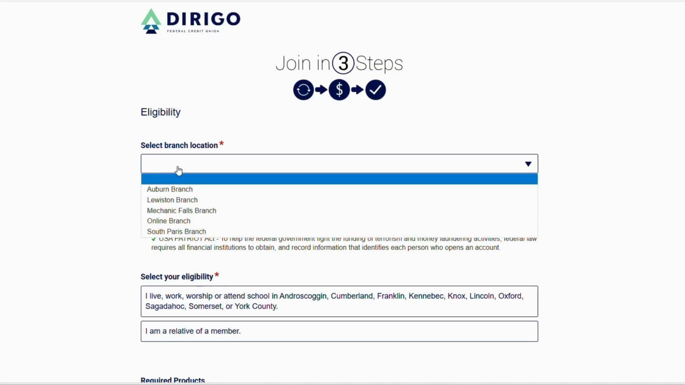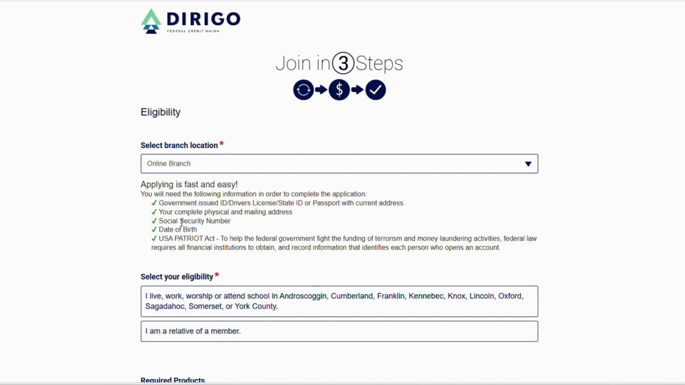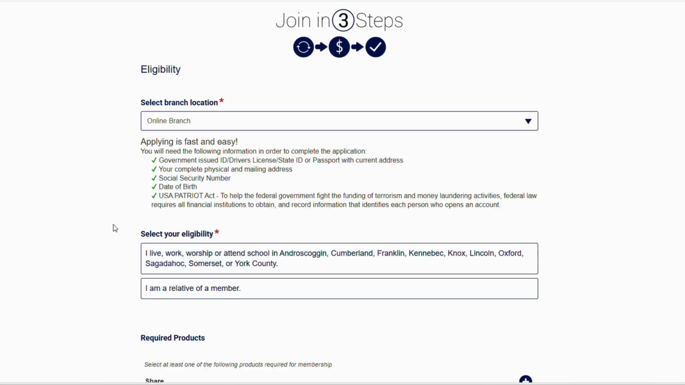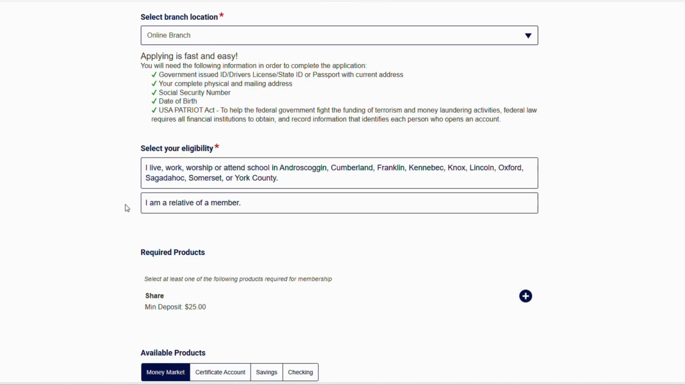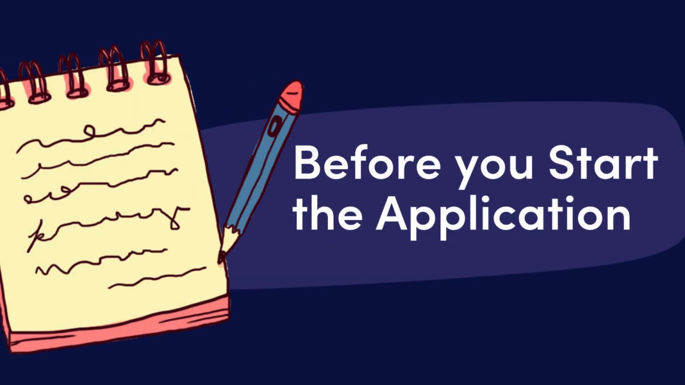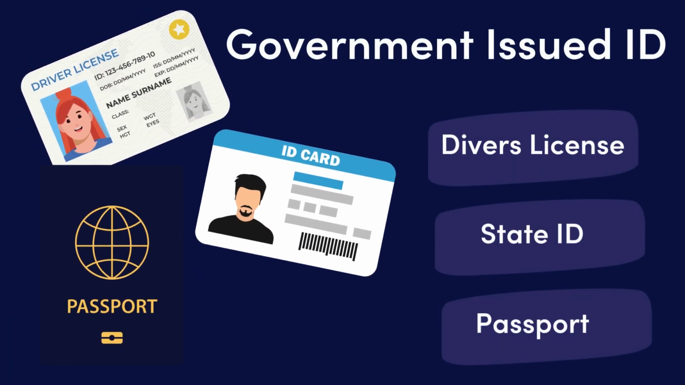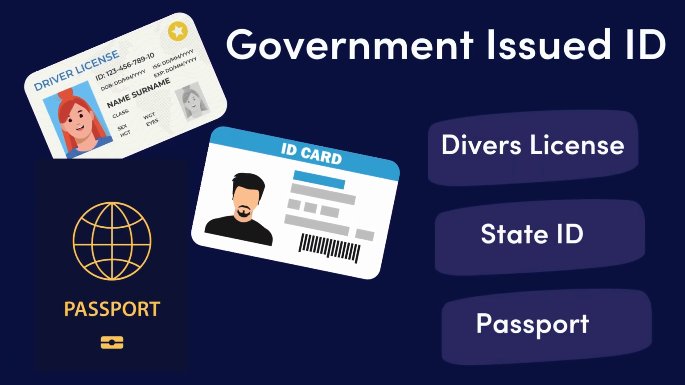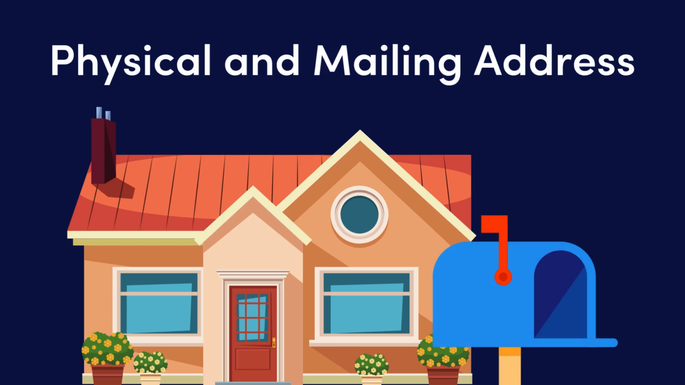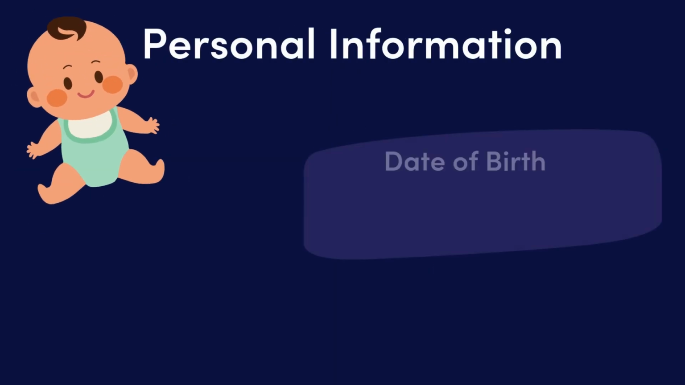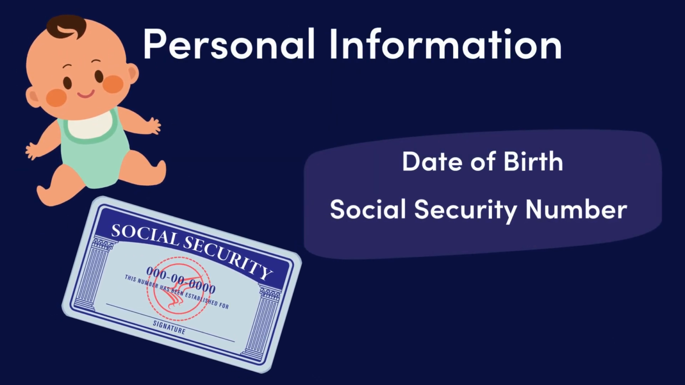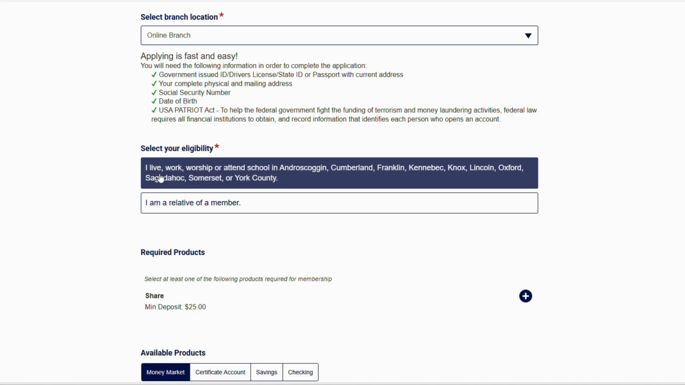Next, you'll be asked to choose a branch location. You can select a specific branch or choose Online Branch, which sends your application to our full account opening team for quicker processing. Before you start the application, be sure to have the following on hand: a government-issued ID, such as a driver's license, state ID, or passport, your full physical and mailing address, and your personal information, like date of birth and social security number.